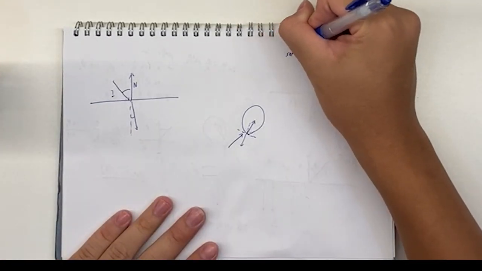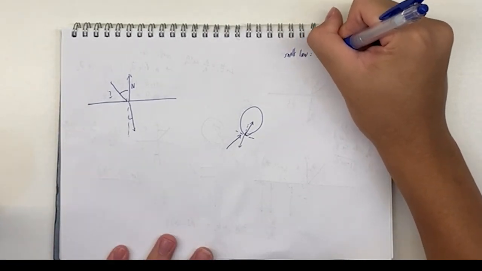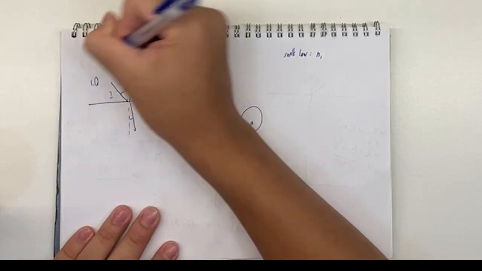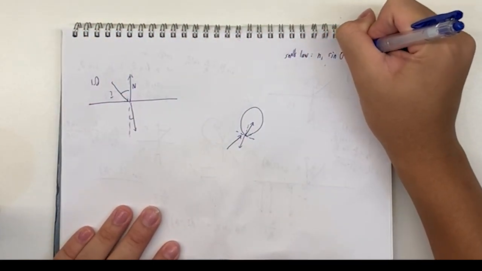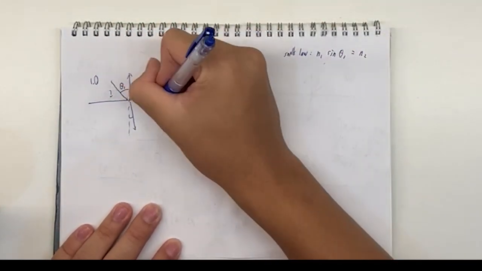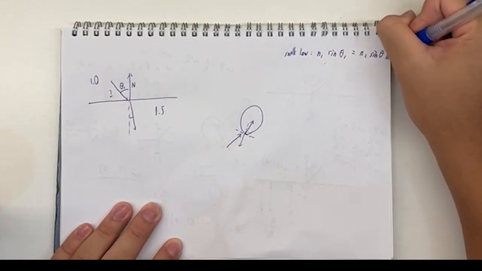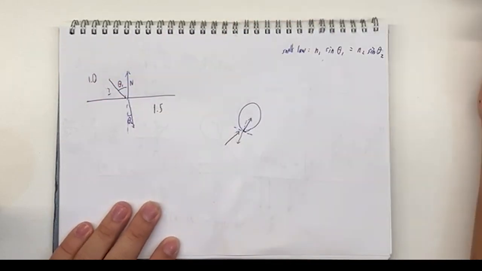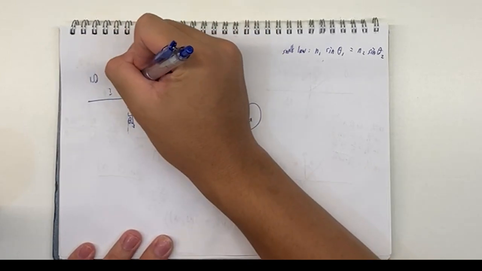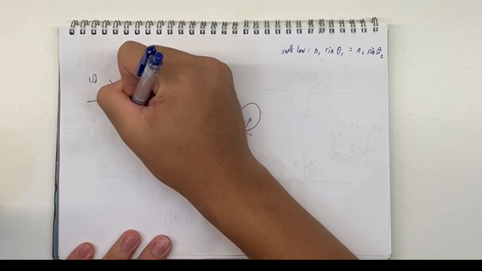Number 1 is Snell's law, which basically states that n1, which is the refractive index of material 1, which if it's air is 1.0, times sine of theta 1, which is this angle, is equal to n2, which is the refractive index of material 2, which is usually 1.5 for glass, times the sine of theta 2, which is this angle. Okay, that's law number 1, and the reason we need this is because these two are constants, and we want to be able to convert this sine into this sine.